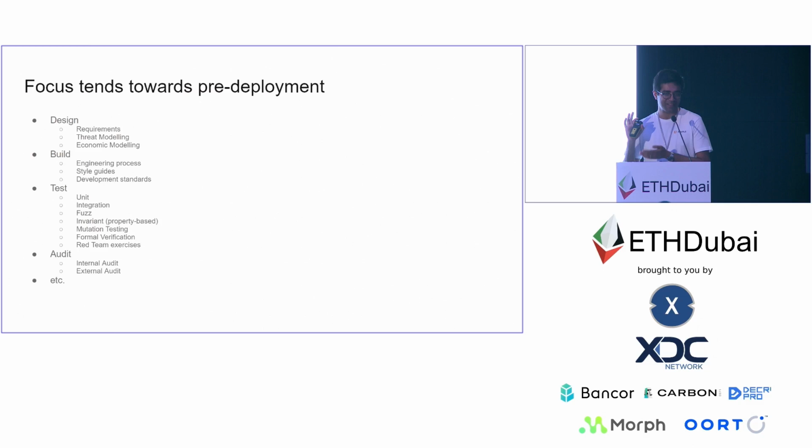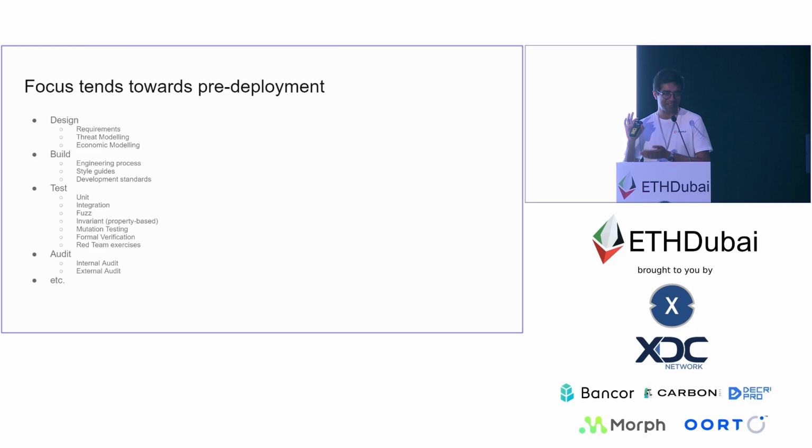The focus right now, whenever we're talking about building smart contracts, tends to be on the pre-build phase, the build phase, and testing. You might have seen a lot of these things mentioned before. When you're designing, there are the requirements for the system you're building, your threat modeling, your economic modeling. When you're building, you've got your engineering processes, but testing is where we spend most of our time building smart contracts, if we're honest.